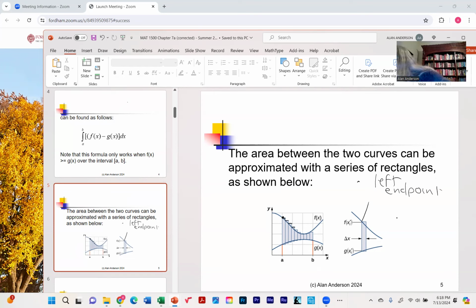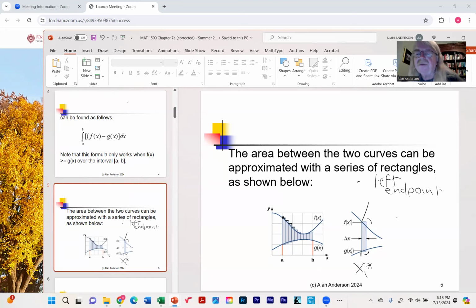And you know, because the rectangle touches both curves exactly at the left endpoint. On the right endpoint, down here, it's a little bit below g of x, and up here, it's a little bit above f of x. So we'll call this endpoint xi with a little asterisk.